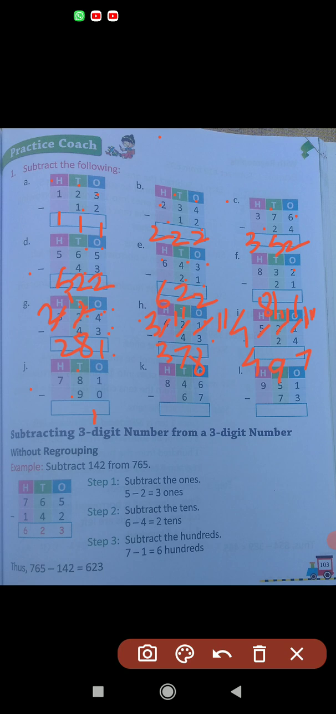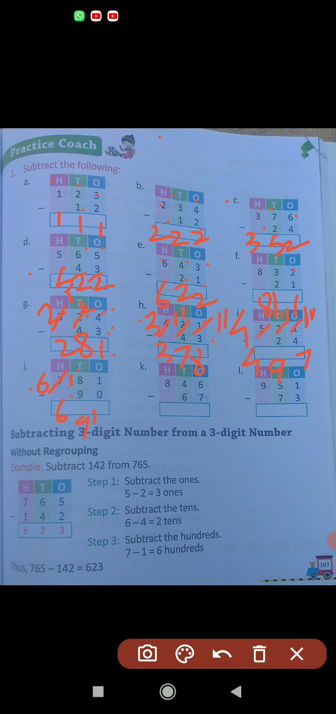So, when we take 1 borrow from 7, this 8 converted into 18. And 7 minus 1 is equal to 6. Now, subtract 10th place number, 18 minus 9 is equal to 9. And 6 will be same as it is in 100 place. Answer is 691. 781 minus 90 is equal to 691.